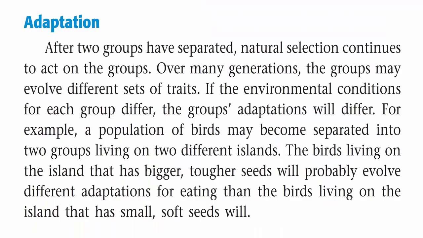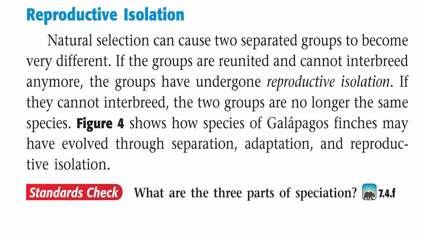Adaptation. After two groups have separated, natural selection continues to act on the groups. Over many generations, the groups may evolve different sets of traits. If the environmental conditions for each group differ, the group's adaptations will differ. For example, a population of birds may become separated into two groups living on two different islands. The birds living on the island that has bigger, tougher seeds will probably evolve different adaptations for eating than the birds living on the island that has small, soft seeds will.